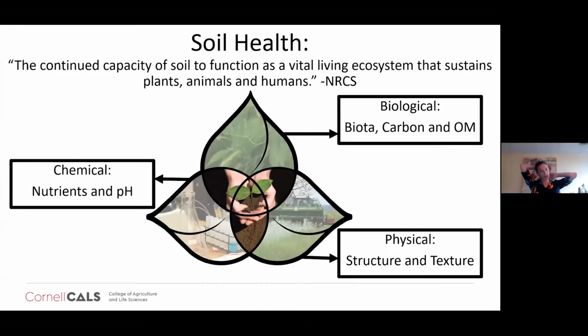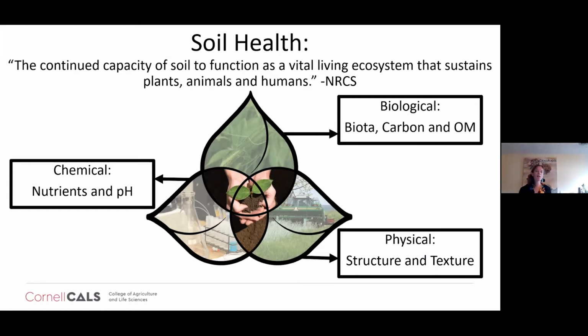All right, so I think that you guys are probably all familiar with sort of the NRCS definition of soil health. To me, the most important thing about this definition is it's about the capacity of the soil to function, right? That's extremely key. And also the vital living ecosystem, which is really that soil health that we're talking about, the living soil system. And when people talk about soil health, what they're really talking about is the biological, the physical, and the chemical aspects of soil, and looking at them in a holistic way.